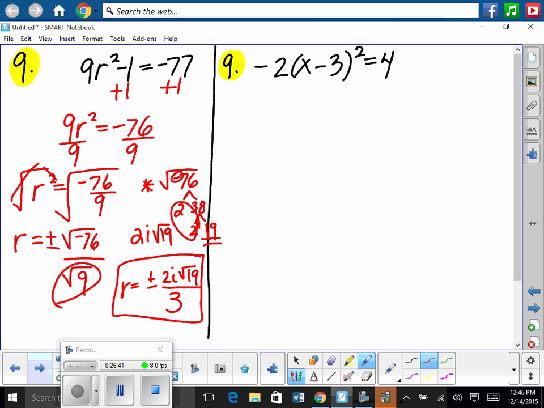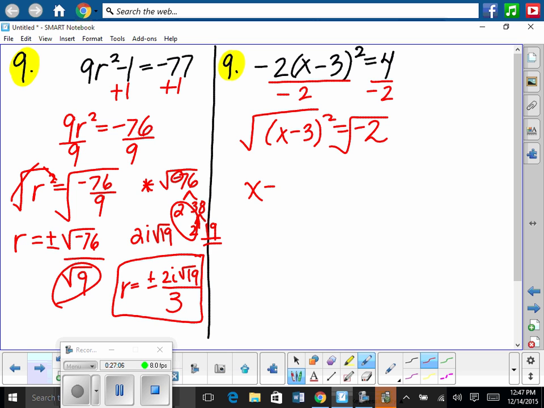On number 9, we have negative 2 times x minus 3 squared is equal to 4. It's a quadratic we're solving, and it's in vertex form. So we have to isolate whatever's in the squared part. We've got to isolate it completely first. So I'm going to divide both sides by negative 2. That leaves me with x minus 3 squared is equal to negative 2.